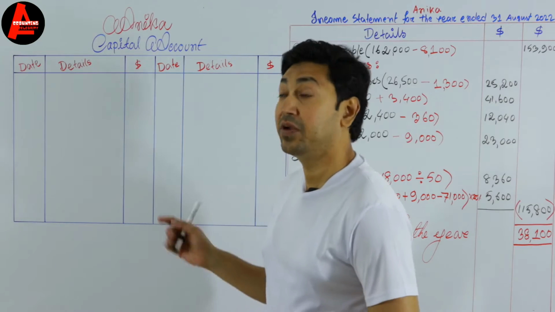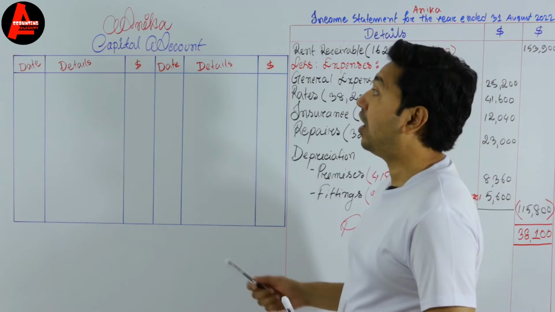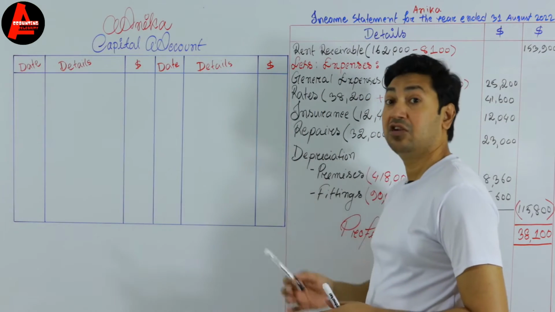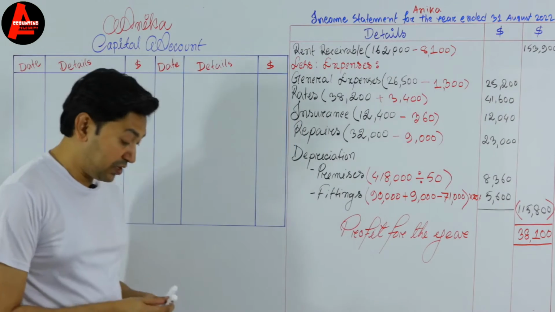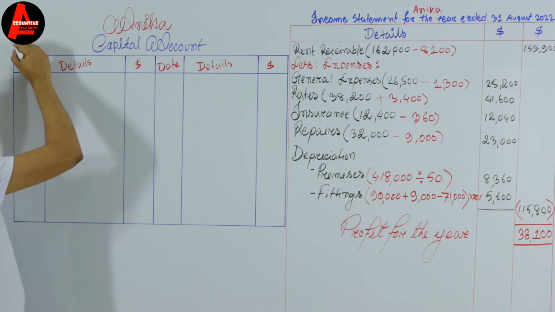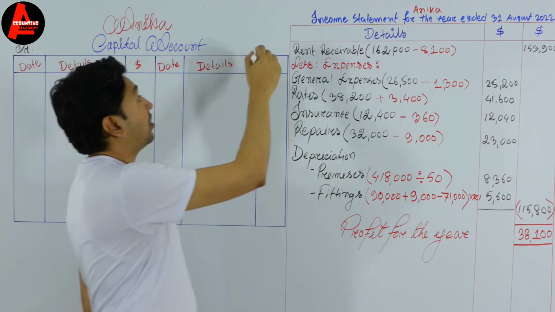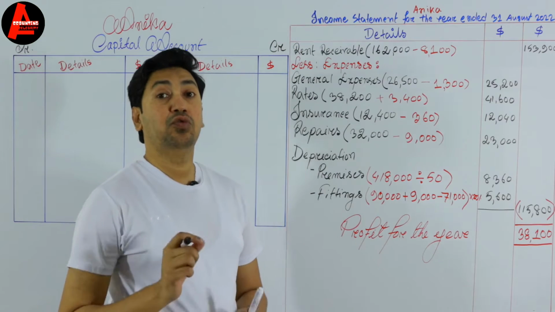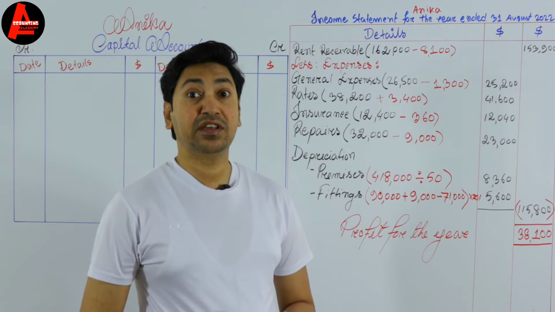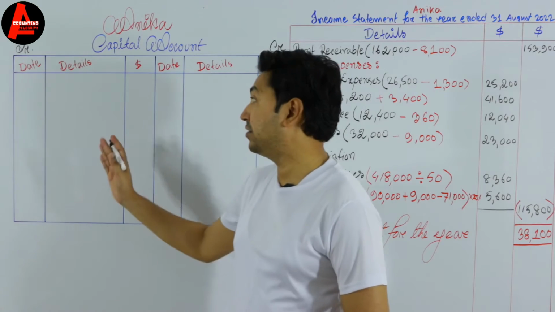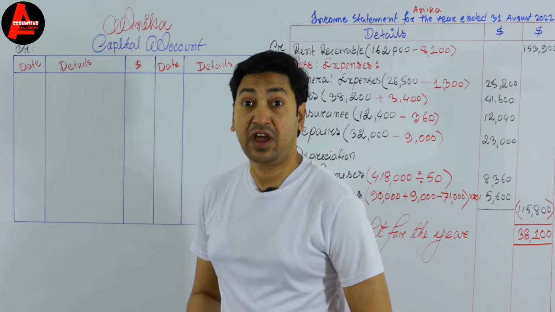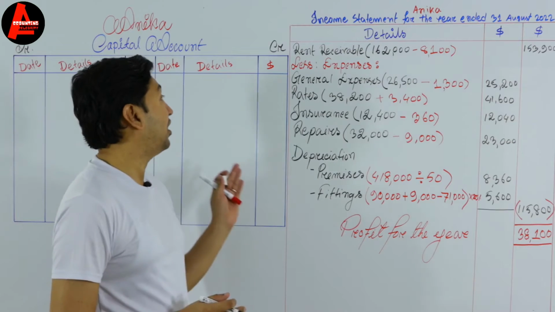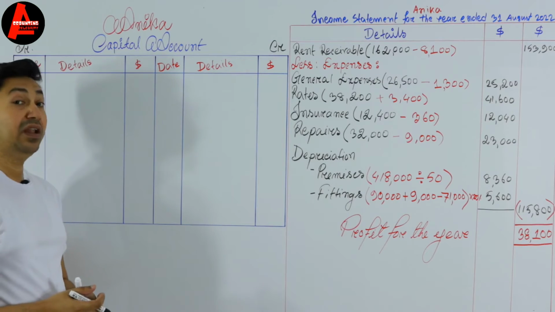Now let us have a look at the format before we start. Here we have date, detail and dollar columns on the debit side, and here we have date, detail and dollar columns on the credit side. So these 3 columns are debit columns, and these 3 columns are credit columns. Now, a point to be noted: we always write drawings and loss for the year on the debit side, and we always write the opening balance of capital and profit for the year on the credit side of the capital account.